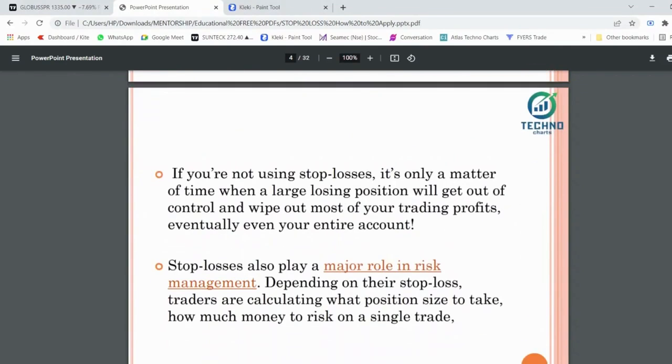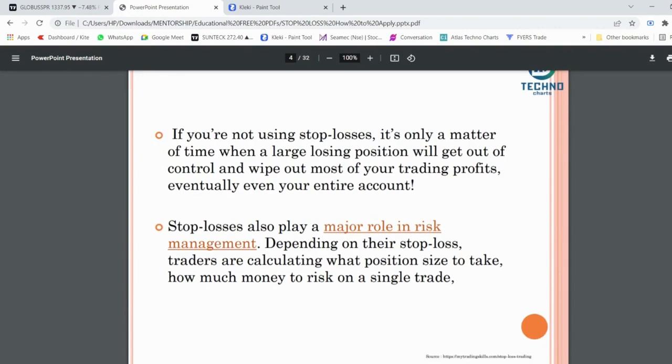Now, if you're not using stop loss, it is only a matter of time before a large position gets out of your hands and you lose entire profits, and you can even wipe out your account in a single day. So stop loss plays a very important role in risk management, where you can decide your position size and how much quantity to take in a particular stock. So stop loss is one of the most important things in trading, and one should never ignore it.